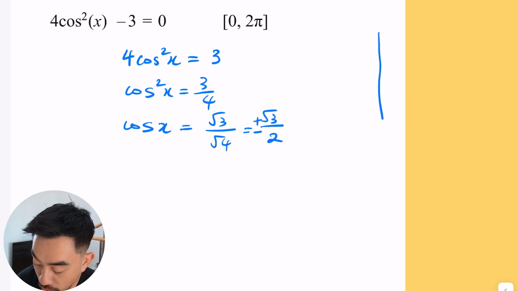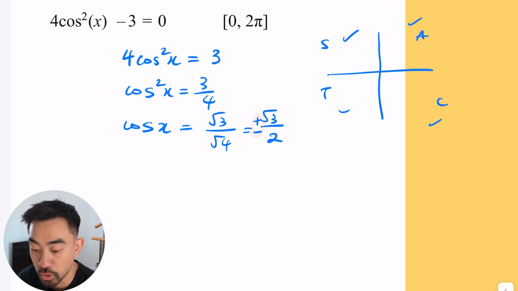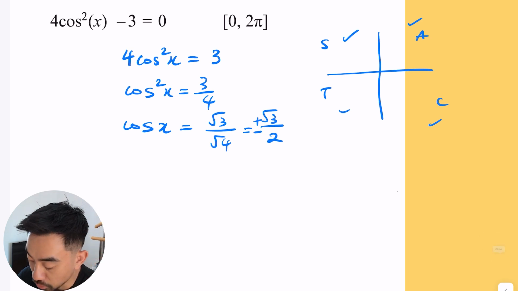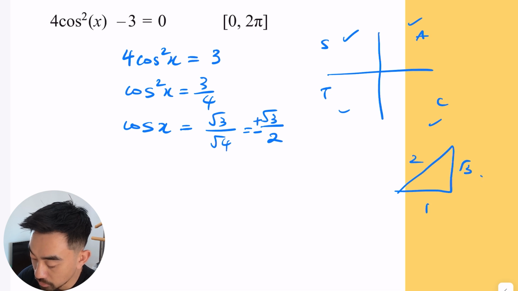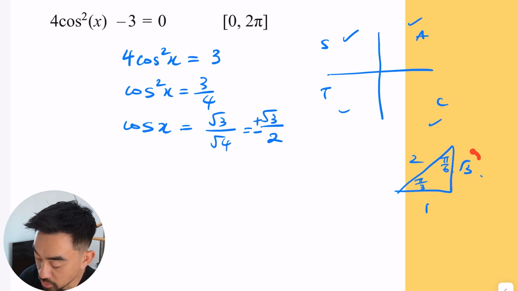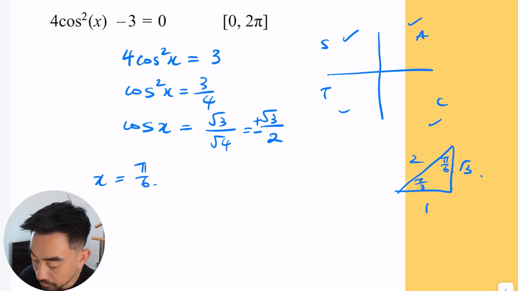All right, once I've done this, draw up my quadrants, all stations to central. And you can see that because it's positive and negative, it's actually going to be all 4 quadrants. So when does cos x give me root 3 on 2? So once again, draw out a triangle. Pi on 3 at the bottom, pi on 6. So cos to give me root 3 on 2 is going to be pi on 6, adjacent over hypotenuse. So let's start by writing x is equal to pi on 6.